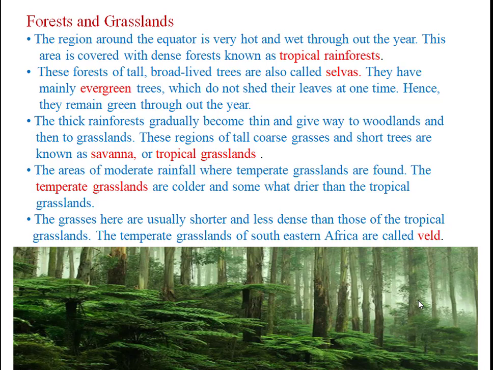As one moves away from the equatorial region, the temperature and annual rainfall begin to decrease both to the north and south of the equator. The thick rainforest gradually becomes thin and gives way to woodlands and then to grasslands. These regions of tall coarse grasses and short trees are known as savanna or tropical grasslands.